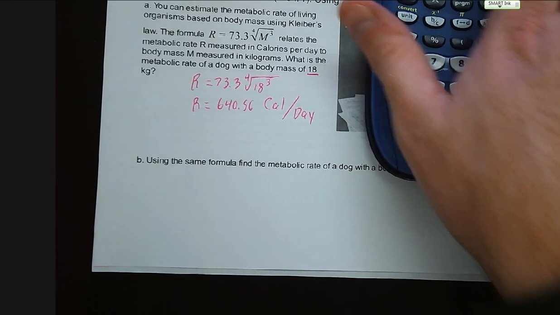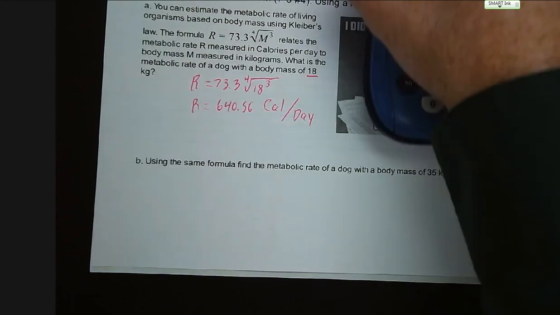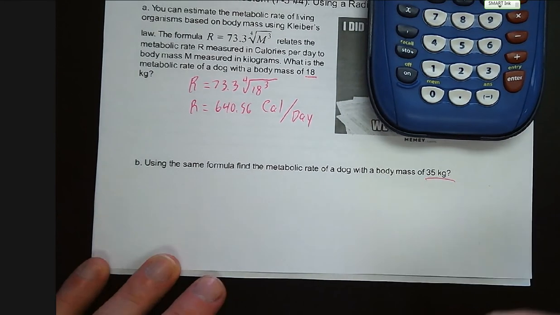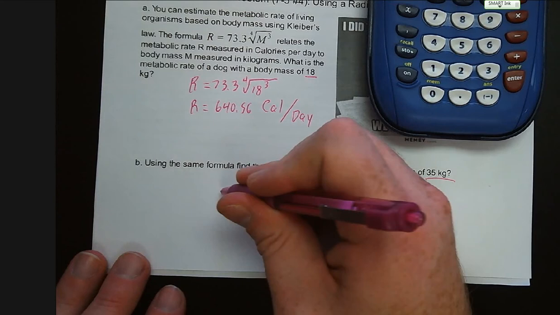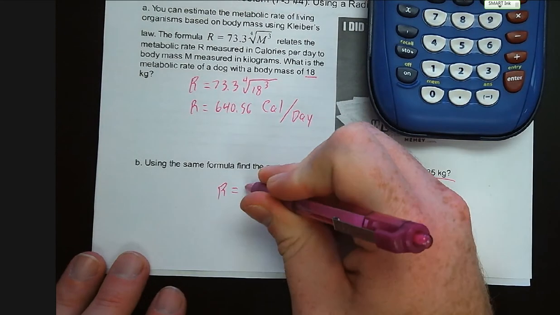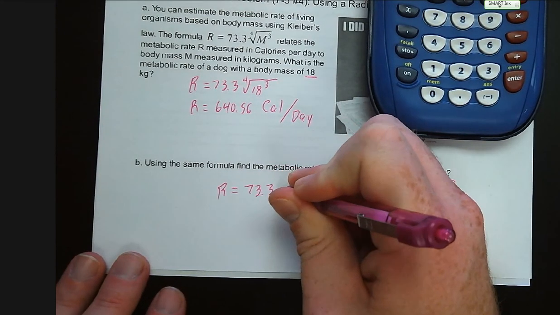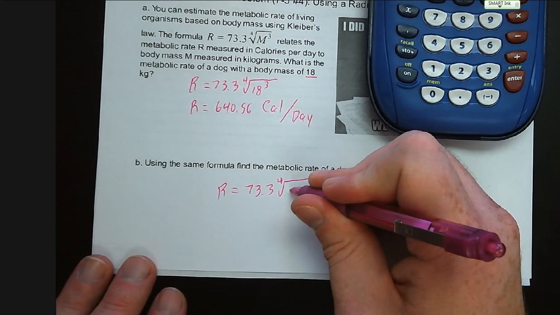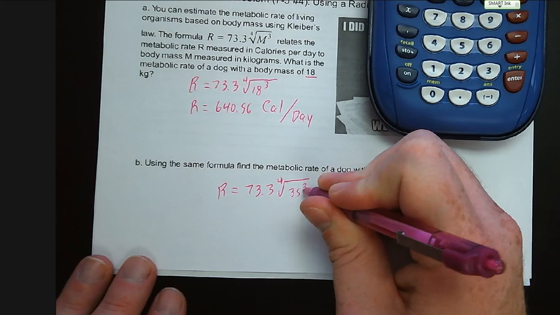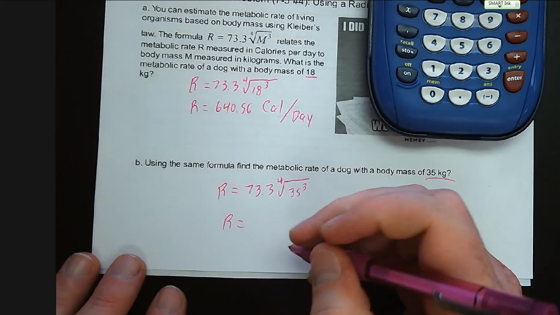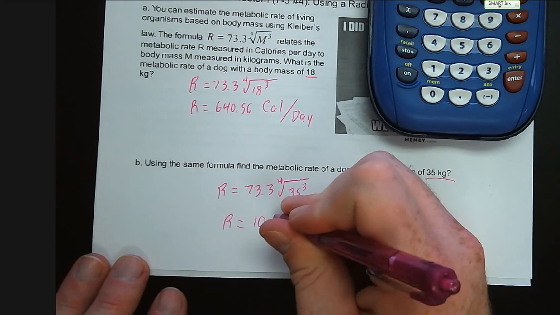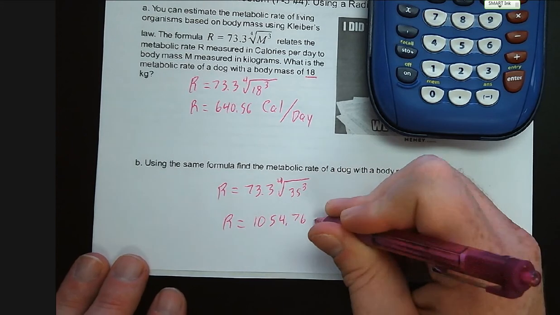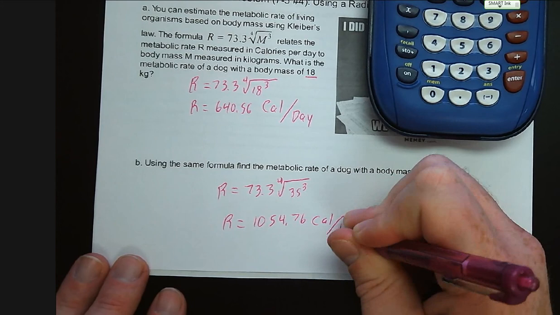Okay, we're going to use the same formula to find the metabolic rate of a dog with a mass of 35 kilograms. So R is equal to 73.3 times the fourth root of 35 cubed. When you type that into the calculator, you get 1,054.76 calories per day.